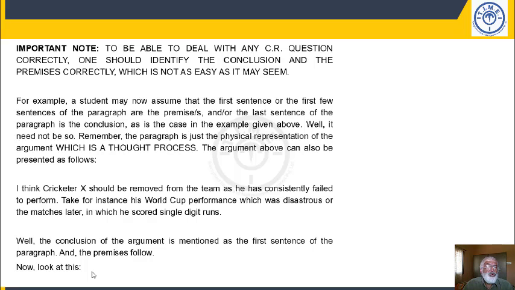So over here, I can also put it as, I think cricketer X should be removed from the team, which is the conclusion, as he has consistently failed to perform, which is my understanding. And then I have backing by way of information: his World Cup performance and single digit runs. So the conclusion then becomes the first sentence. So the point is, don't look for positions. Don't look for first sentence must be premises, last sentence must be conclusion. That's really not what it is.